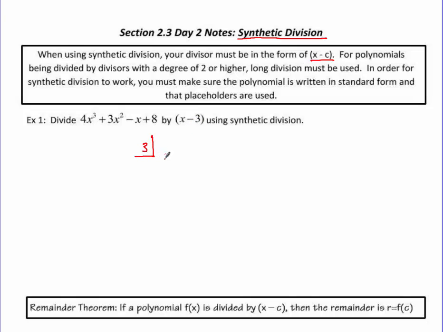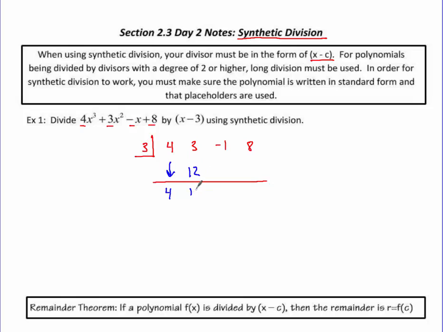You put it in a little box like this, and you write out these coefficients. And again, if there's any zeros, you have to account for them. So we're going to write 4, 3, negative 1, and 8. And we're going to draw a line like this. And for synthetic division, we are going to bring down this 4 and write it underneath here. And then we're just going to take this number, multiply it by whatever's here, and write it here. So 3 times 4 is 12. Now we add this straight down.